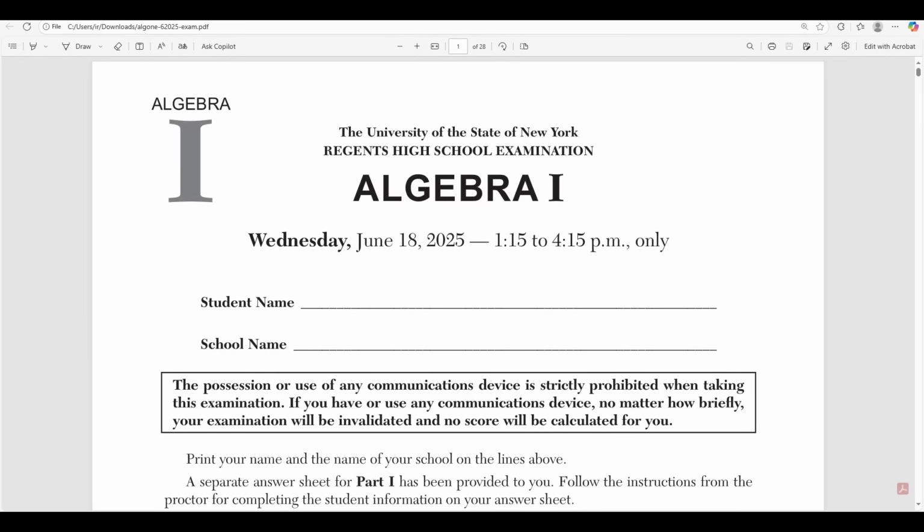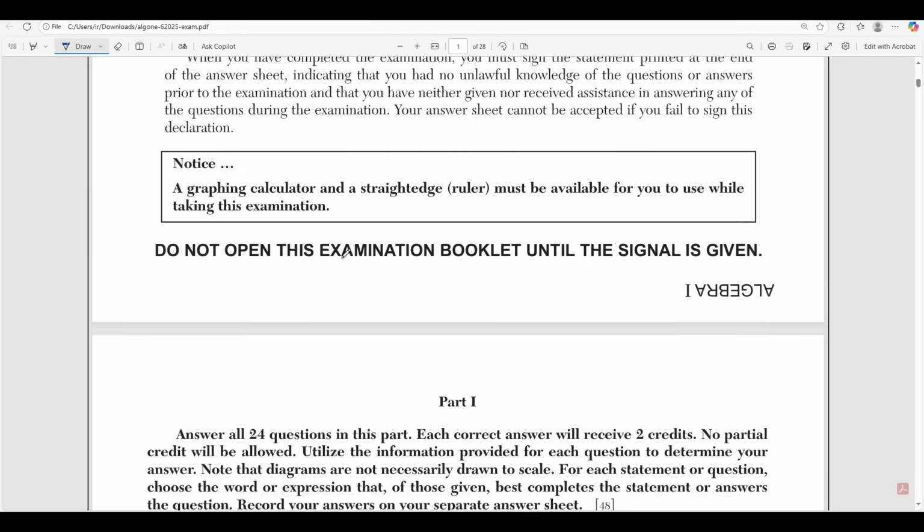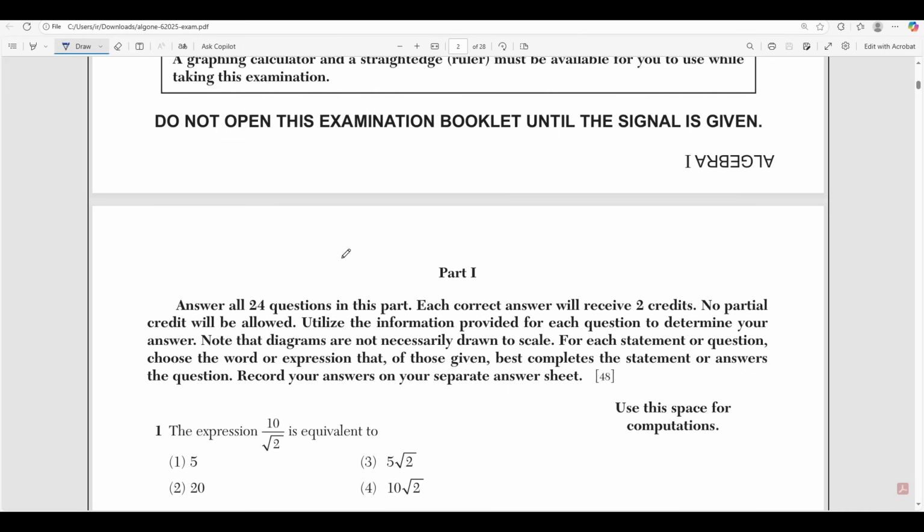Hello everyone, today we're going to be going over the June 2025 Algebra 1 Regents exam. In this video, we're going to be focusing on part 1, which is the first 24 multiple choice questions. A link to this test can be found in the description of this video alongside another video that will go over part 2, 3, and 4, which are all the short response sections.